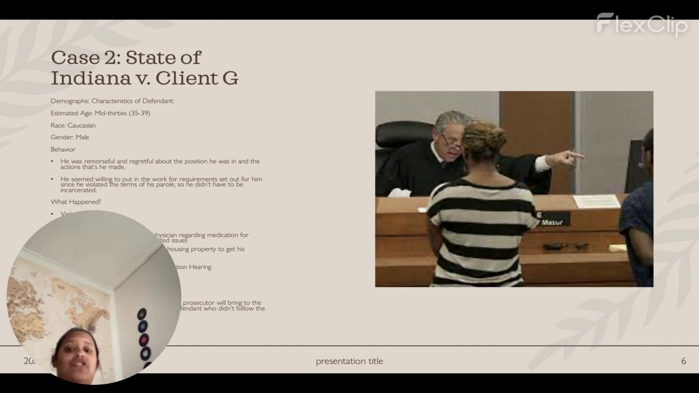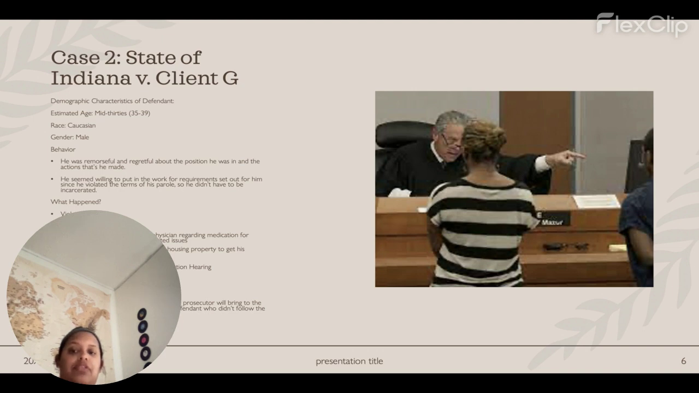He fled and left Shelby County, where his probation was, and he went to Bartholomew County because he went to see his physician regarding his medication for his depression and other medical or mental health related issues. And he also already had a property down in Bartholomew, so he went to retrieve his belongings because he didn't have any in Shelby County.